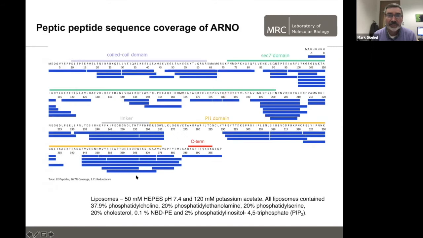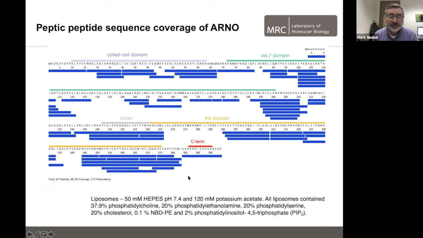This is the kind of coverage you want to get, approaching 90% or greater, because any region here where we haven't had a peptide, these are overlapping peptides, of course, we're not getting any information for these regions. If that's where your activity is occurring, we've missed it. So you really want maximum peptide coverage.